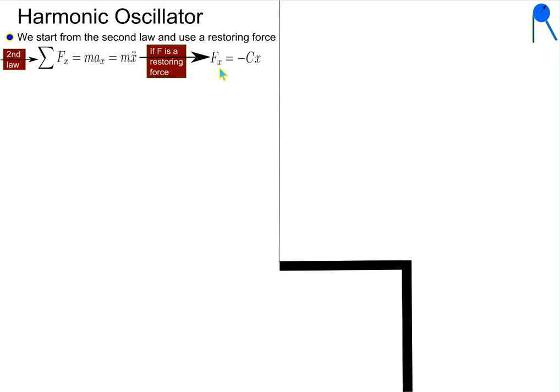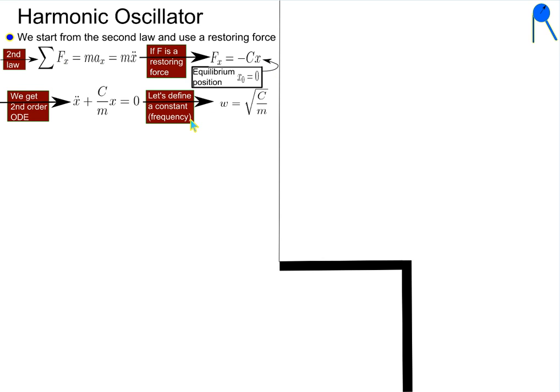As there is some displacement from the equilibrium position, the force wants to restore the body back to it. Notice I chose the equilibrium position at 0 for simplicity. If it was elsewhere, we would need to write delta x instead of x. So, we get a second order ordinary differential equation. Let's define this as omega. Then the equation takes this form.